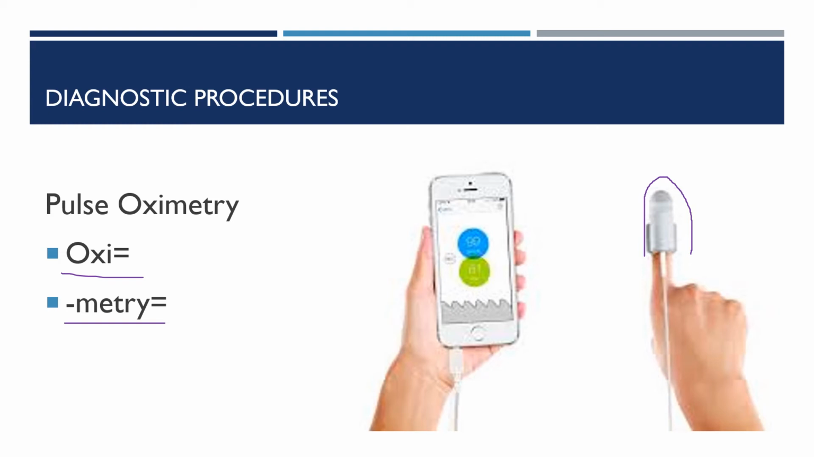Now, it's fairly accurate. It's not totally completely accurate. Someone has poor circulation in their fingers, or even sometimes dark nail polishes can interfere and give inaccurate results. And we even have them to the point now where we can hook them up to a smartphone and people can use them at home to monitor their oxygen levels at home.